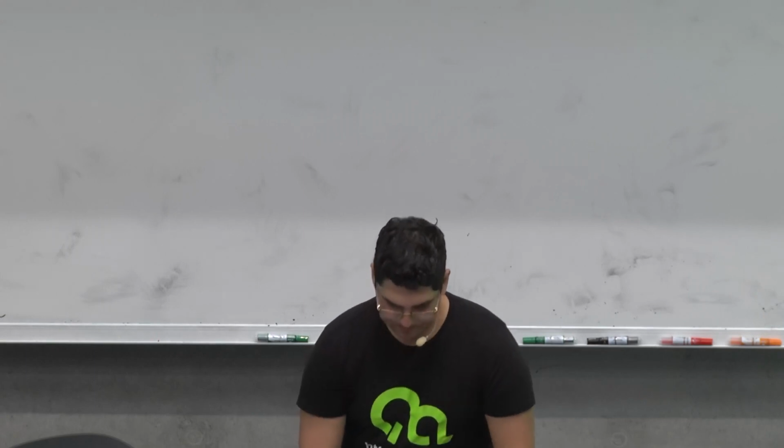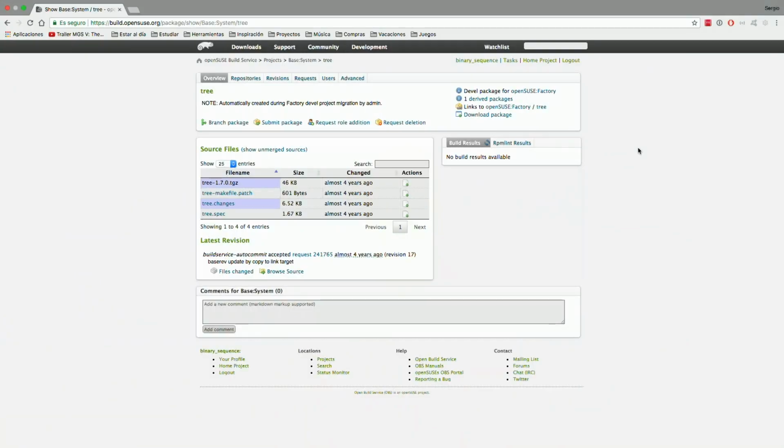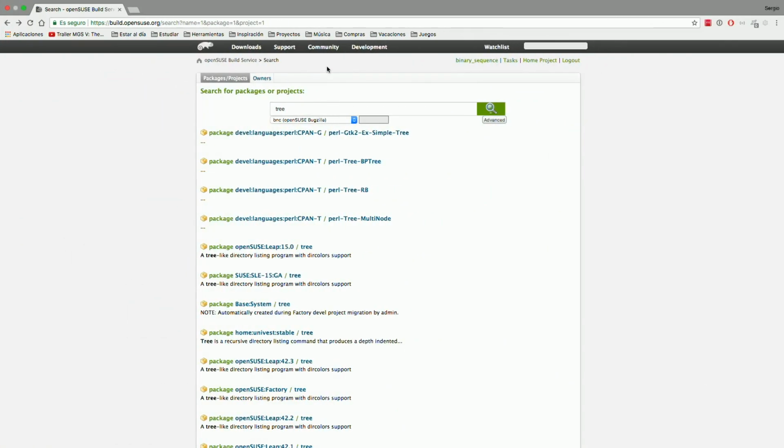So for example, here I have build.opensuse.org, this instance of the Open Build Service that is used to build the packages for openSUSE Tumbleweed and for Leap, and I am logged in. So at this moment, I have opened the devel project for the command tree, so for the package tree.